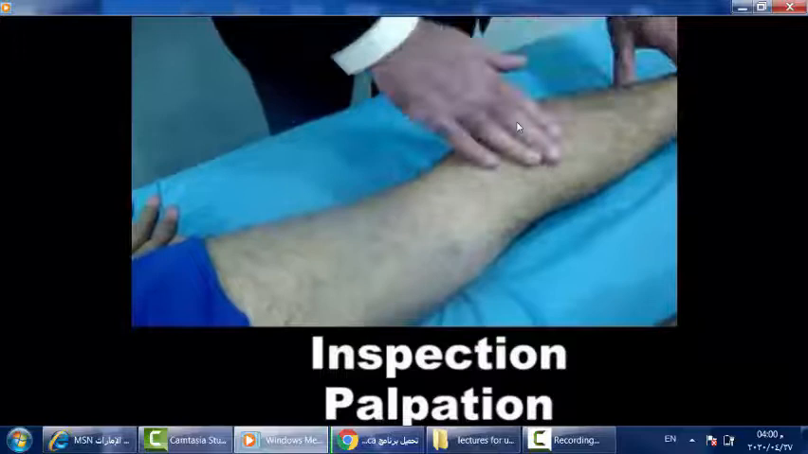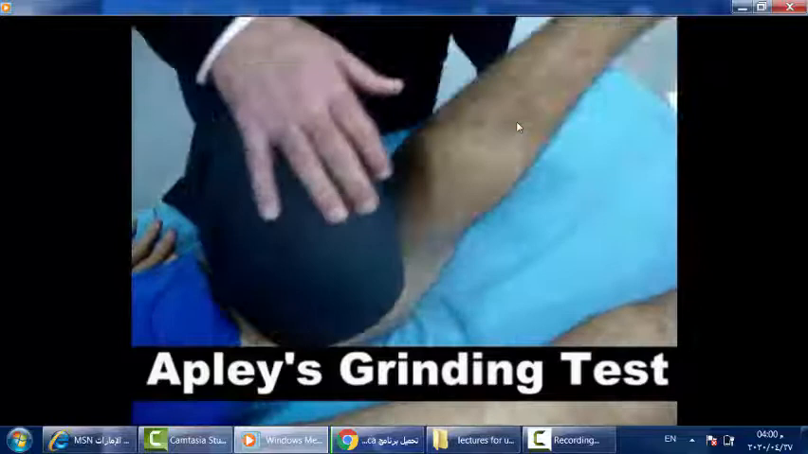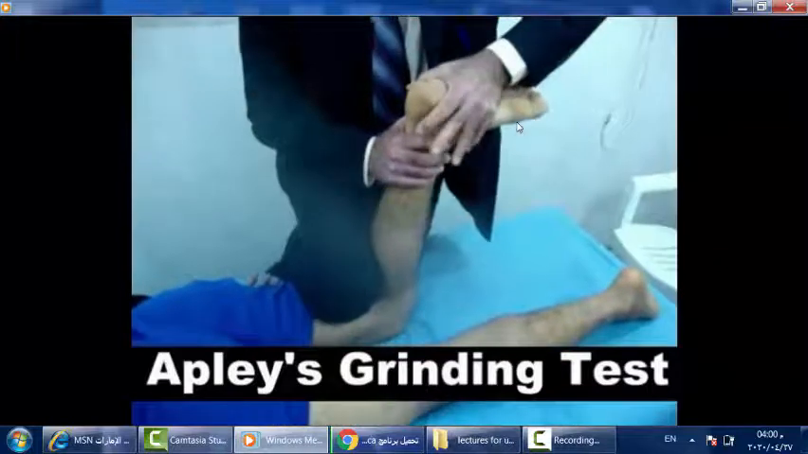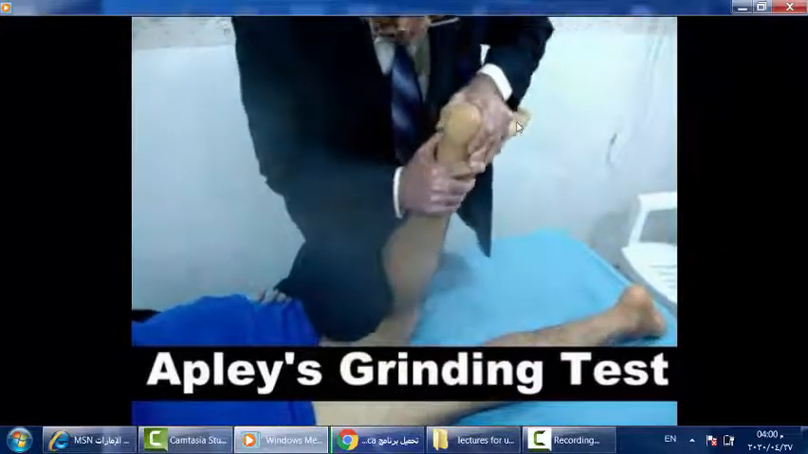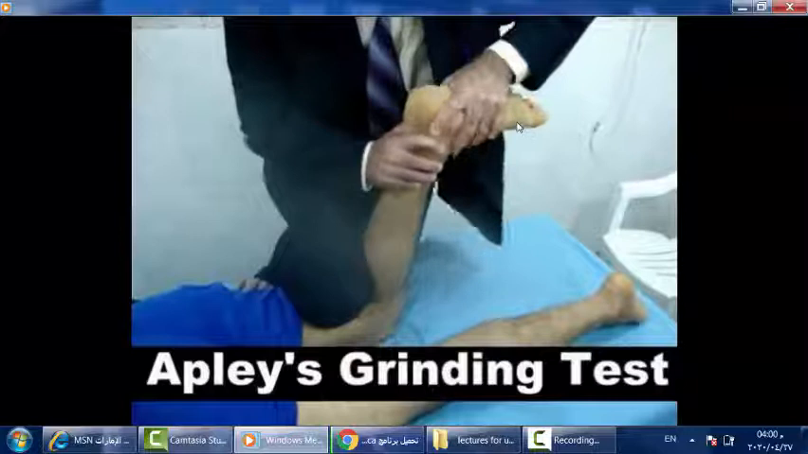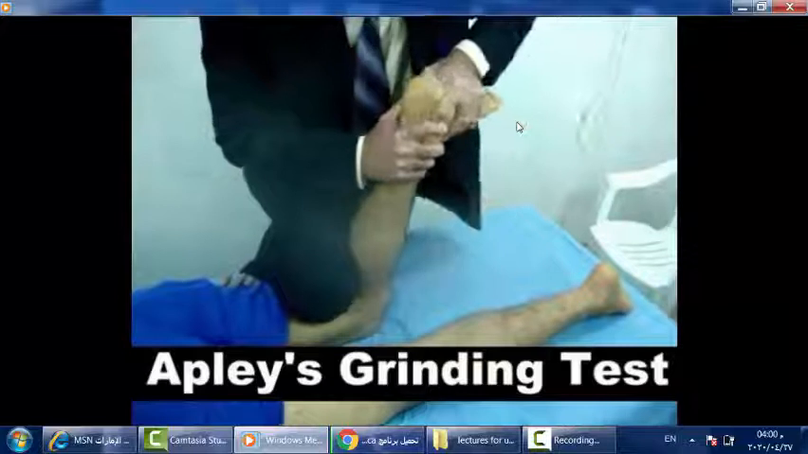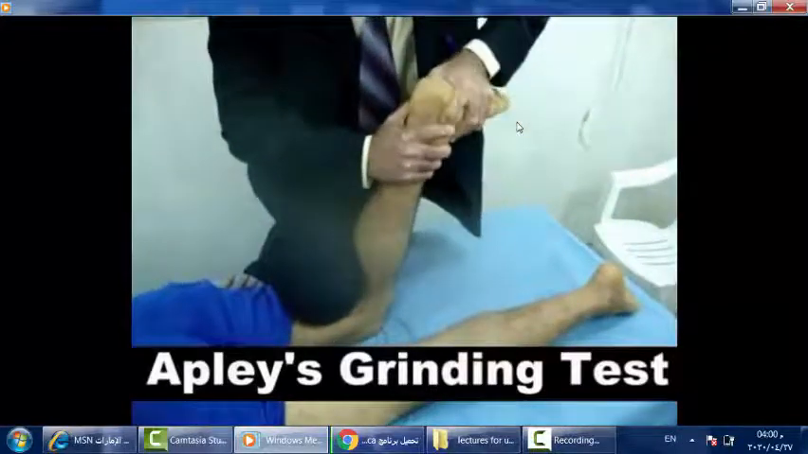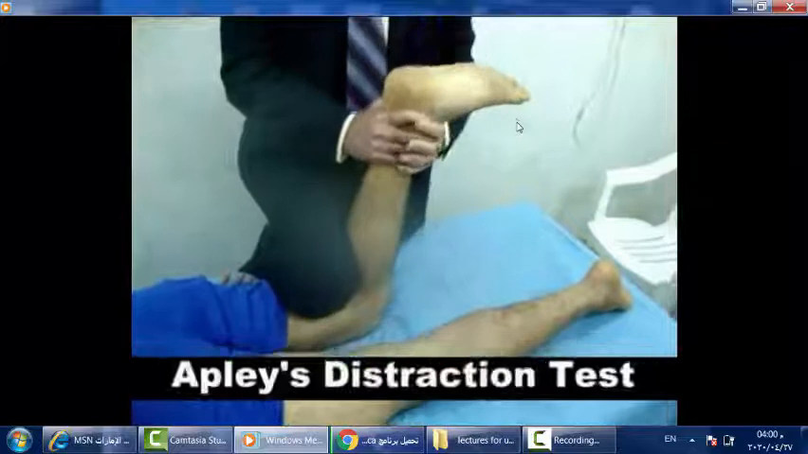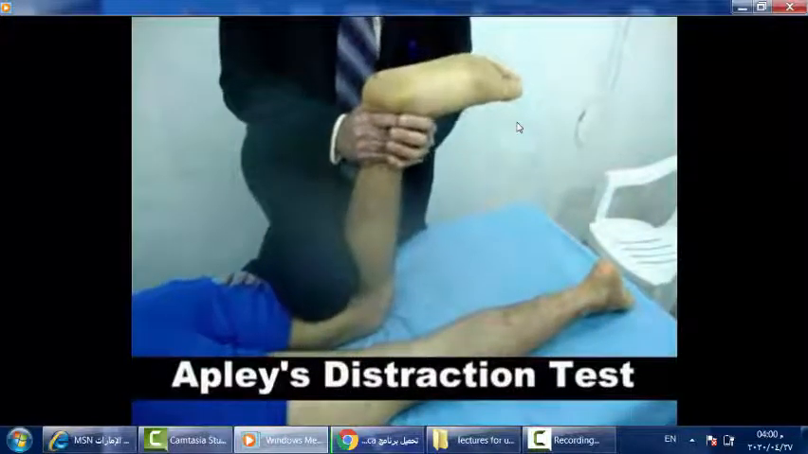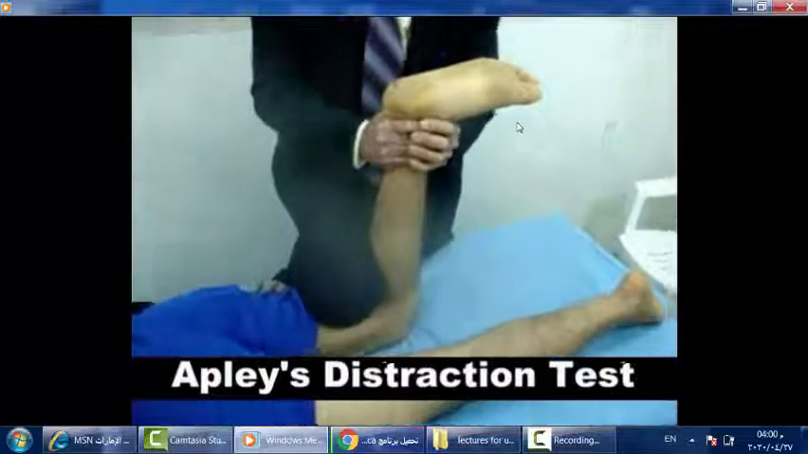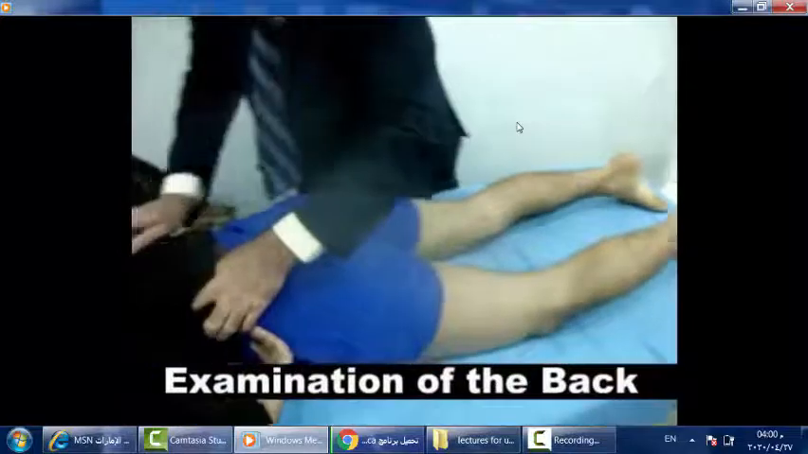You palpate for any mass, any visible dilated veins, varicose veins, palpable pulsation of the popliteal artery. We have two specific tests for the knee. One is the Apley grinding test, which is axial compression on a knee flexed 90 degrees, supported by the knee of the examiner, with medial and external rotation. This test is used for the examination of the meniscus tears. Apley distraction test. This test is to distract the tibia upward at 90-degree flexion for ligamentous laxity or injury.